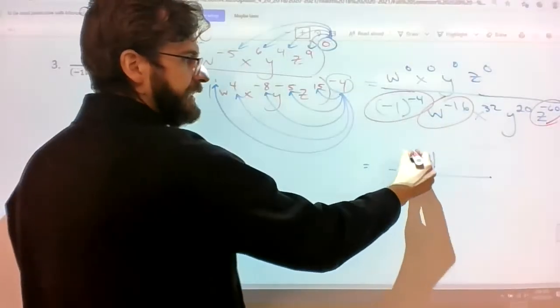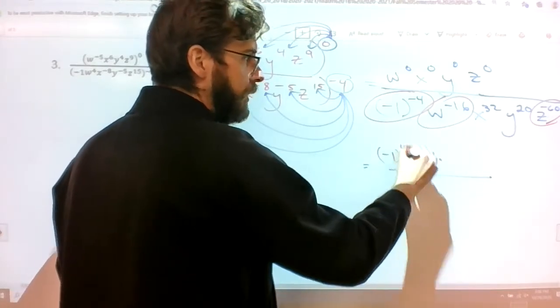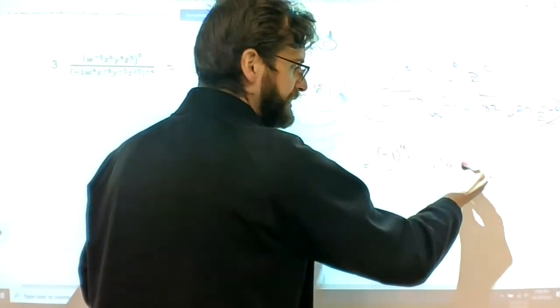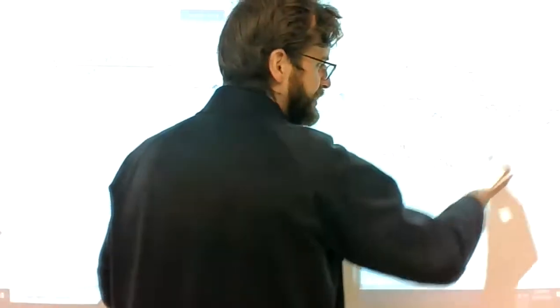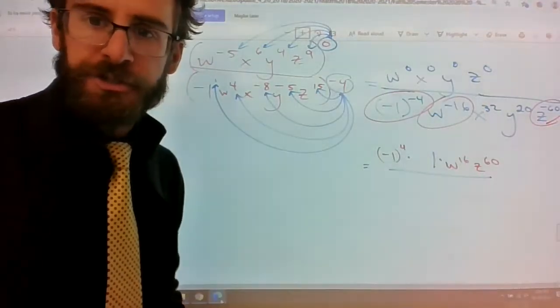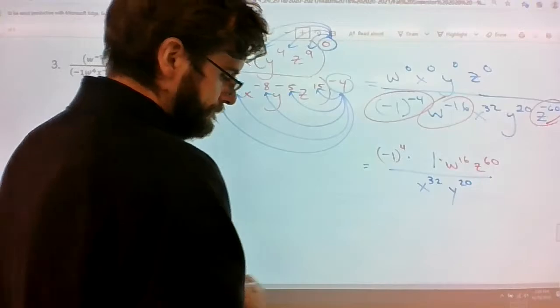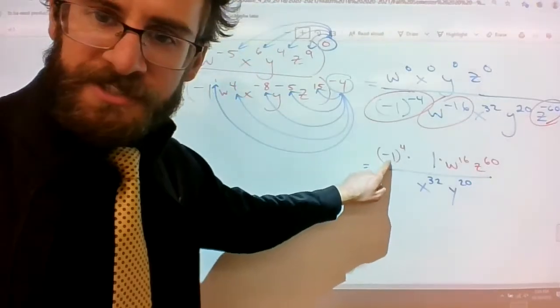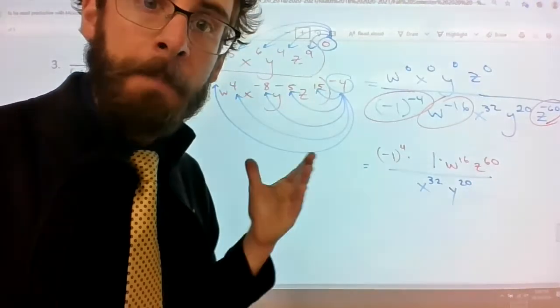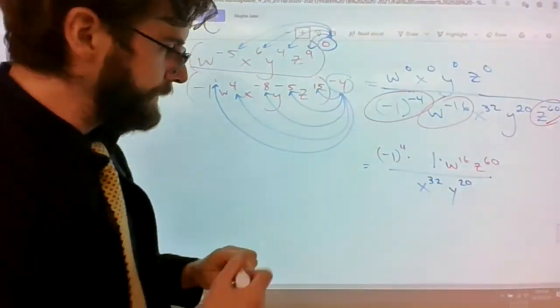So this is going to be -1 to the +4 power, w to the +16 power, and z to the +60. And then on the bottom, it's just x to the 32 and y to the 20. All right, -1 times itself an even number of times gives me +1. Okay, so +1 times 1, still 1.